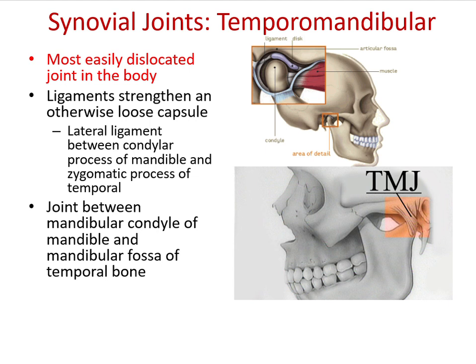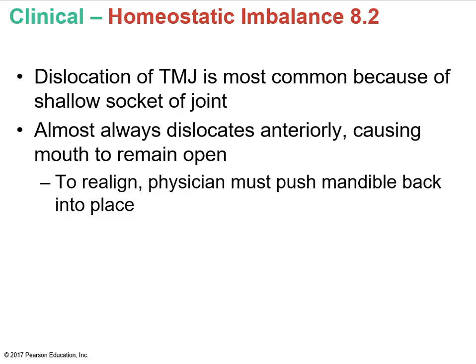Then we also have the TMJ, or the temporomandibular joint. The TMJ is the most easily dislocated joint in the body. That's because it has a really loose joint capsule. It has ligaments to strengthen it, but few. And it's a joint between the mandibular condyle of the mandible and the mandibular fossa of the temporal bone. So the fossa is a little depression that the mandibular condyle of the mandible sits in.